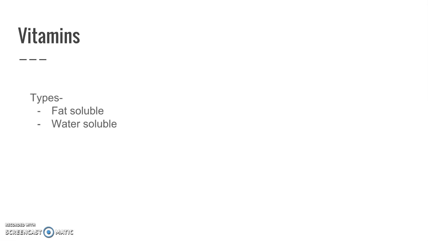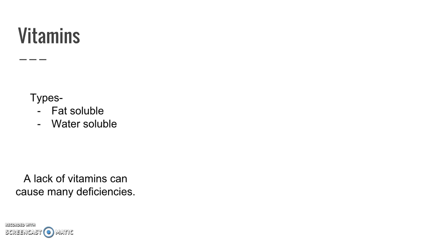There are two types of vitamins: fat-soluble and water-soluble. Fat-soluble vitamins are stored in the body for a much longer time than water-soluble vitamins. Water-soluble vitamins are absorbed very easily, but if too many are consumed, they will just be excreted.